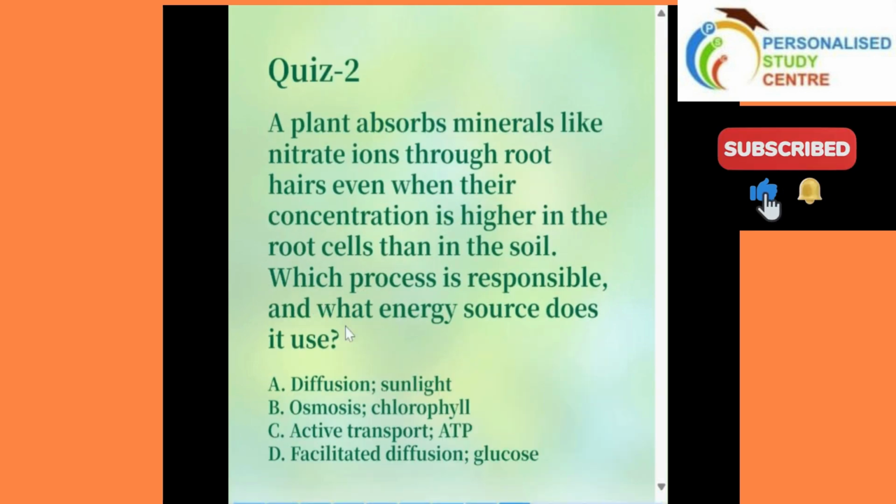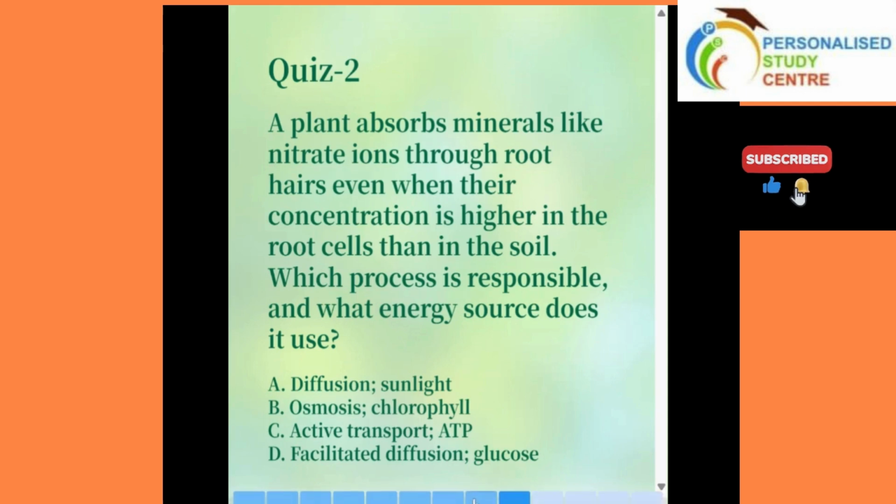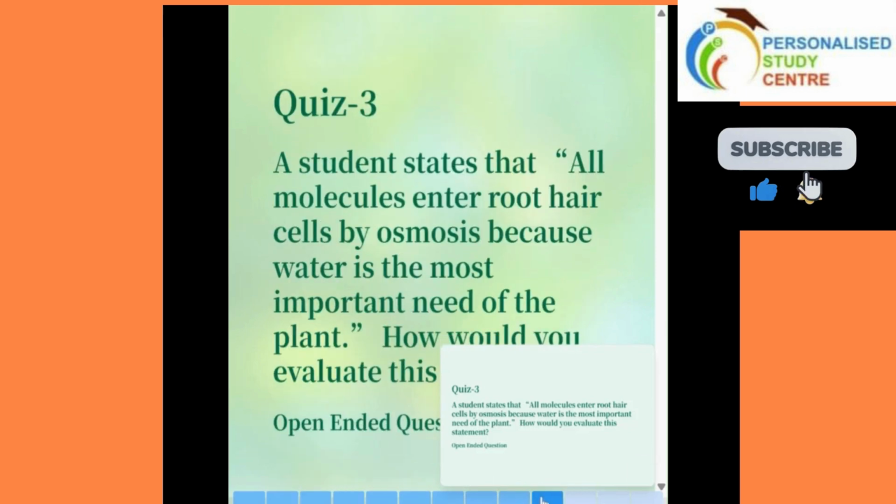Quiz number 2. A plant absorbs minerals like nitrate ions through root hairs even when their concentration is higher in the root cells than in the soil. Which process is responsible and what energy source does it use? A, diffusion, sunlight; B, osmosis, chlorophyll; C, active transport, ATP; D, facilitated diffusion, glucose. So this was our second quiz.